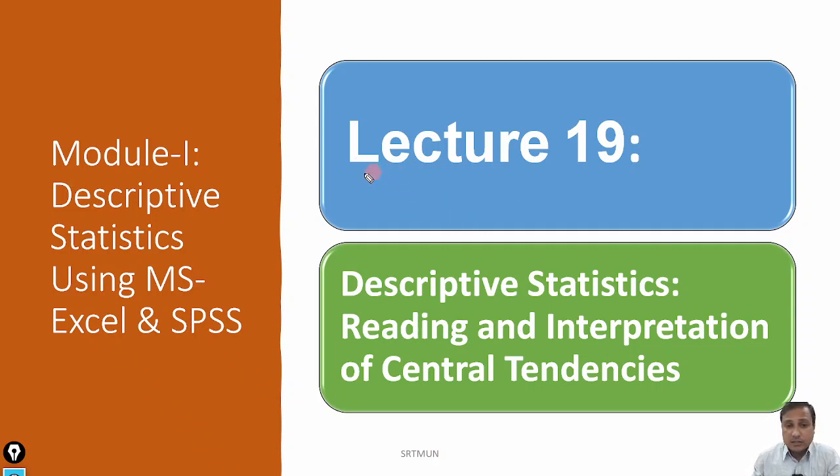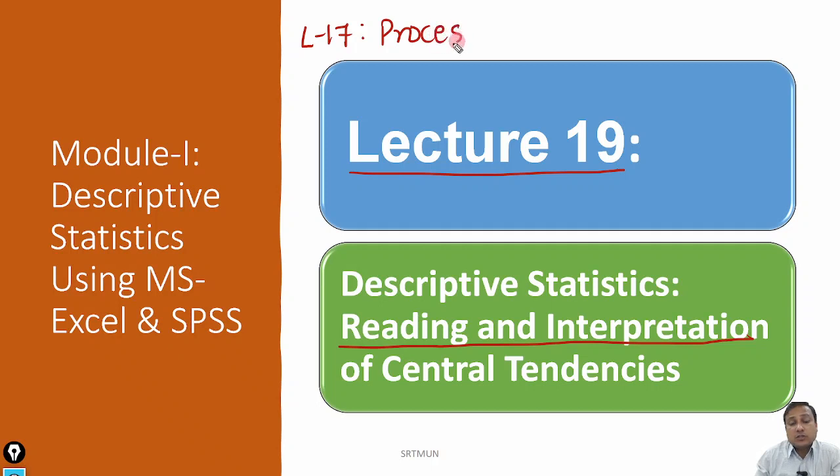We are starting lecture number 19 today, and the title of lecture 19 is Descriptive Statistics, Reading and Interpretation of Central Tendencies. As we all know, in lecture 17 we already saw the process to compute different central tendencies using MS Excel and SPSS. That part we have already covered in lecture number 17.